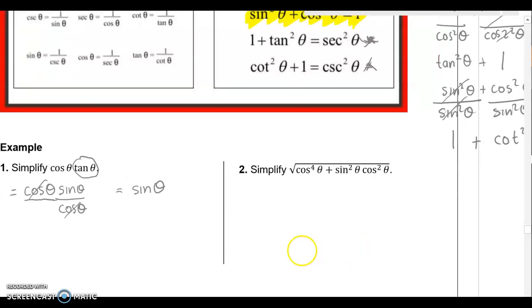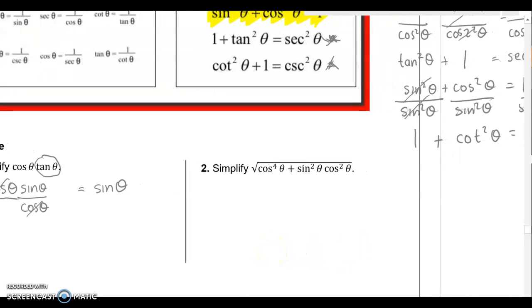Okay, let's have a look at number 2. Simplify the square root of cos to the power of 4 theta plus sine squared theta cos squared theta. Okay, with this one, I think the square root sign is the thing that's going to trick a lot of people. But at this point, let's just leave it there. There's nothing we can do with that. And let's look at what we can do underneath it.